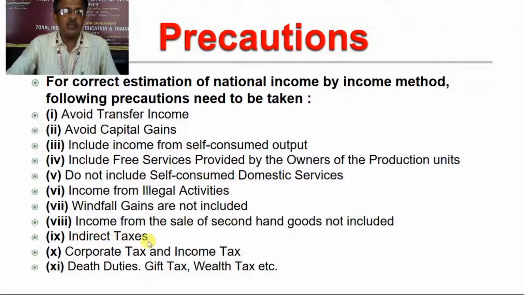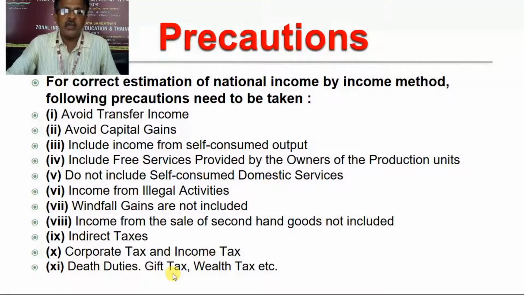Indirect taxes can be a part of national income when the national income is measured at market price because indirect taxes increase the price. And indirect taxes should be subtracted when we are estimating the national income value at factor cost. Corporate tax and income tax should not be included separately because corporation tax is a part of profit. It is already included there in the operating surplus. Income tax is also included in the compensation of employees. So separately it should not be included in the calculation of national income.